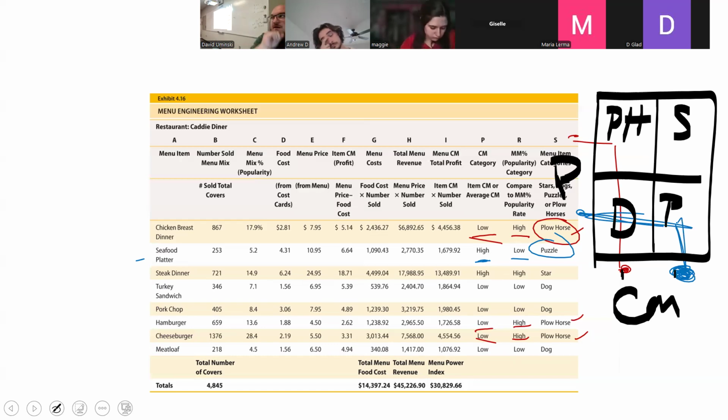Are plow horse and puzzle dog universal terms? That's a very good question. I don't know where those terms come from. They may be universal. I mean, the National Restaurant Association makes this textbook, so I would assume that, but just because the National Restaurant Association says that, it doesn't necessarily mean it's going to be the same, because you might have a lot of managers and owners who have never even opened a textbook, never known anything about this.